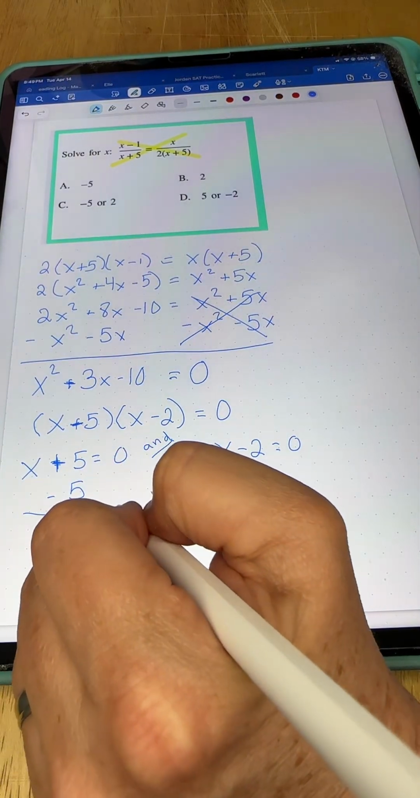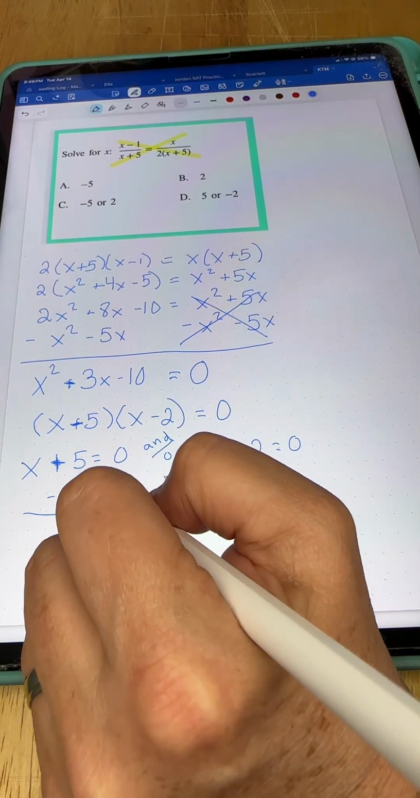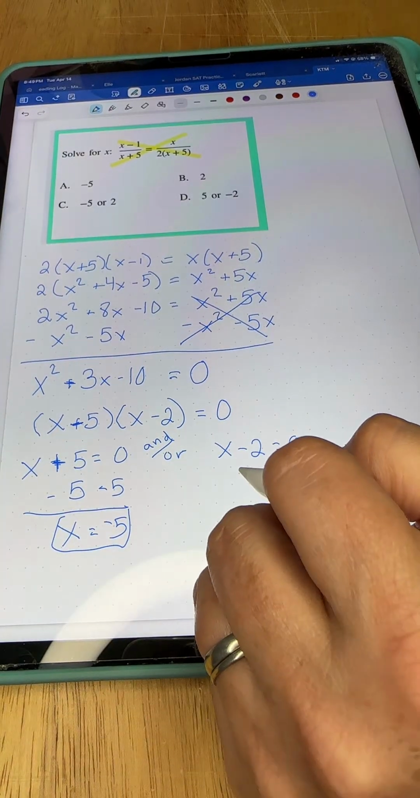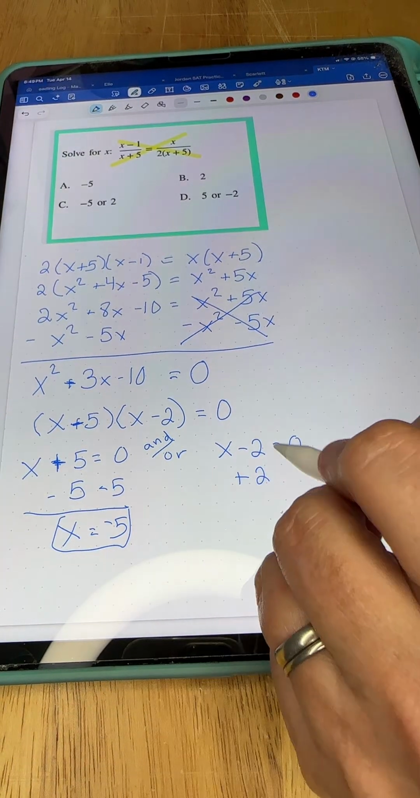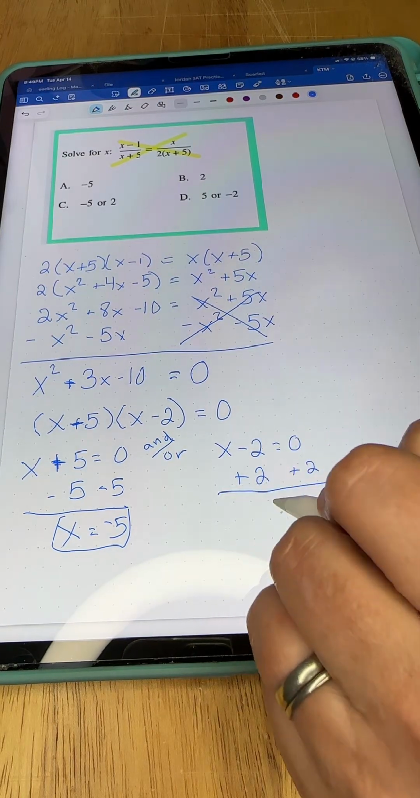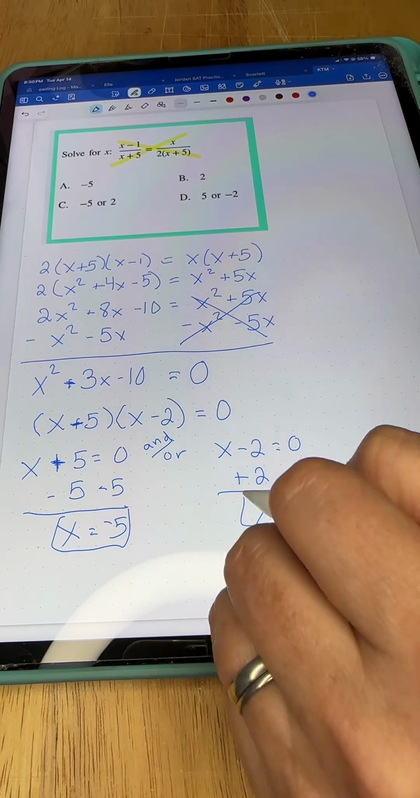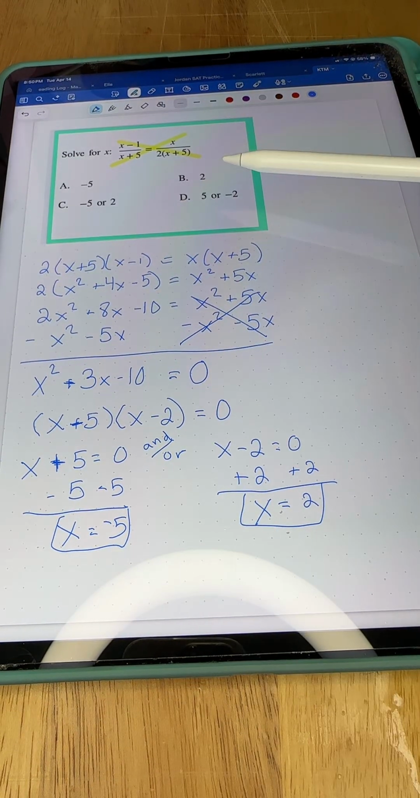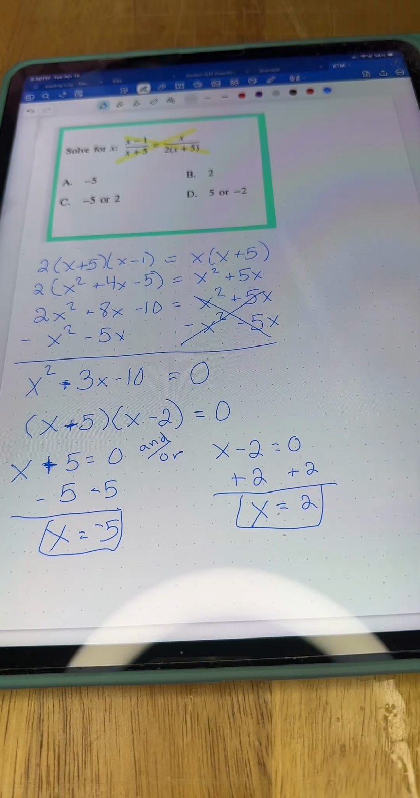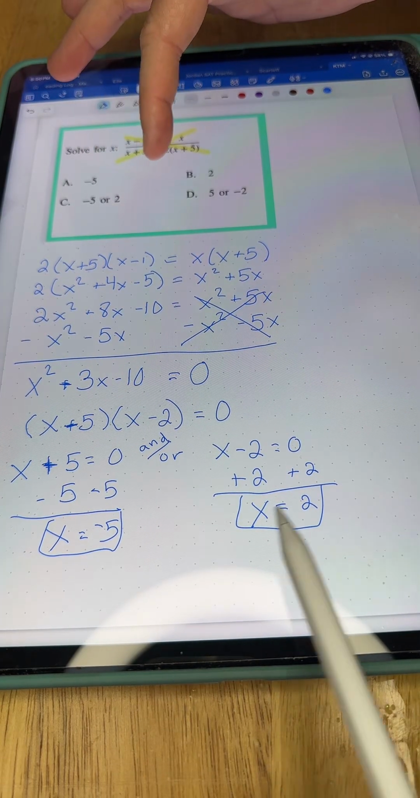So I'm going to take 5 away from this, and I'm going to have x equals negative 5. My other root: I'm going to add 2 to both sides, and I'm going to have x equals 2. Now, we have two answers, and if you look up here, it looks like those two could be my choices, negative 5 or 2.